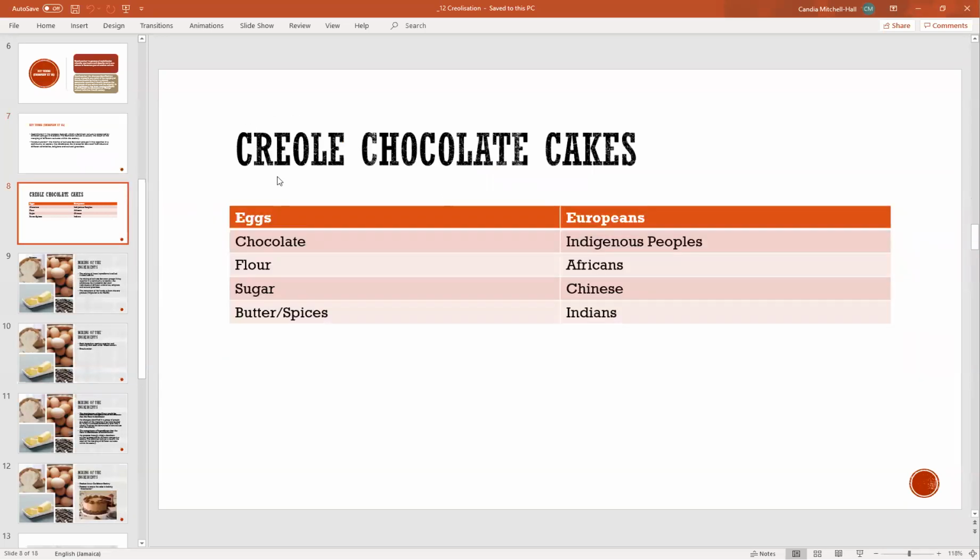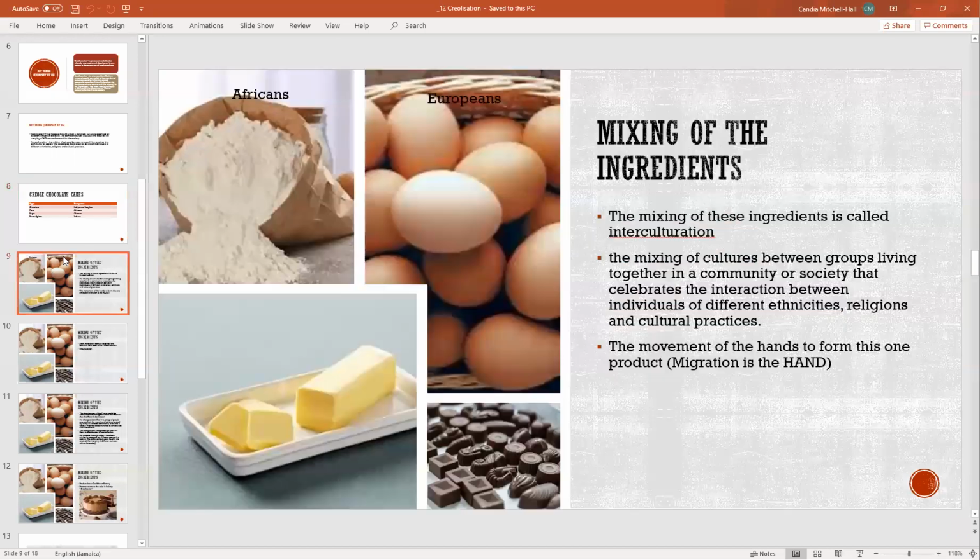Now, if we look at an example of baking a chocolate cake, you have eggs, you have chocolate, you have flour, sugar, butter, spices. So we could say the eggs are the Europeans, the chocolate the indigenous people, the flour the Africans, the sugar the Chinese, the butter and spices the Indians. And so you're baking your chocolate cake here. Now, the process in which you mix everything together, the flour, the sugar, the butter, all of these ingredients, represents the different peoples that come into the Caribbean to live over a period of time. And so you're mixing all of these different things together to create your cake.